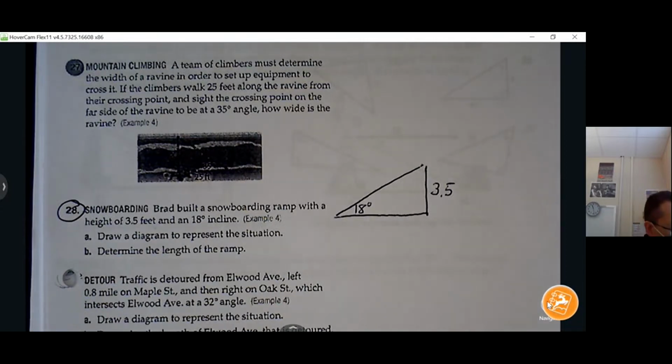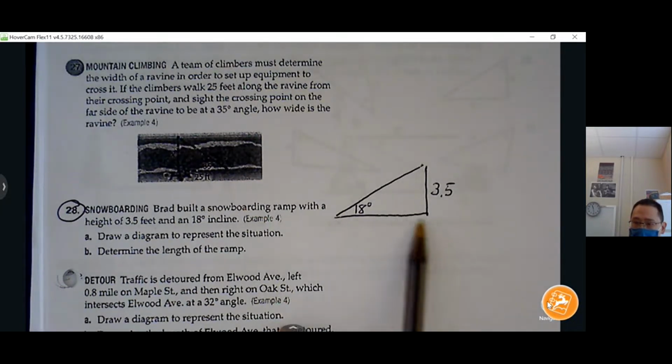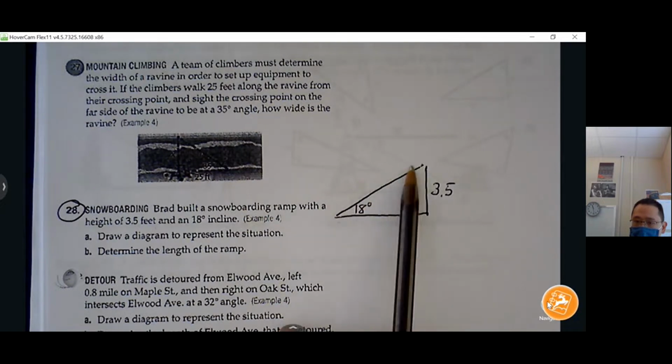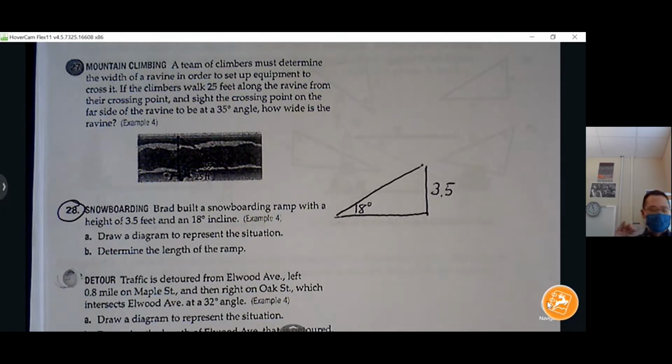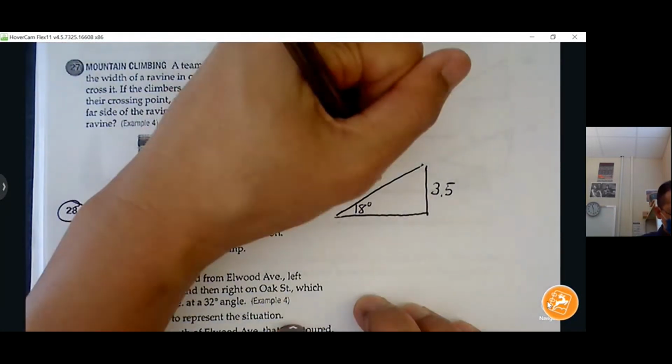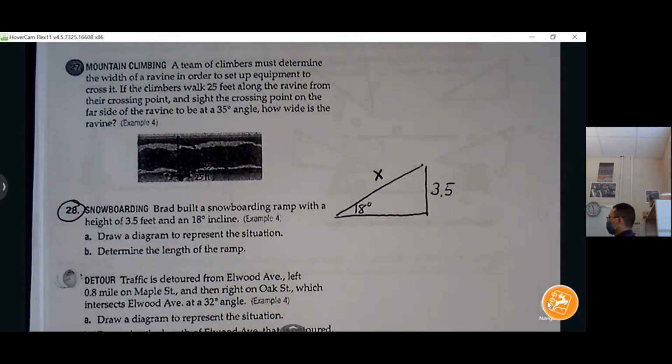For part B, determine the length of the ramp. So are we going to be solving for this horizontal side or the hypotenuse? Hypotenuse, right? Ramp, we should understand that a ramp is slanted, right? So that's where the missing information is that we're looking for. Okay. So that's the hard part of word problems, just being able to draw the picture from the description.